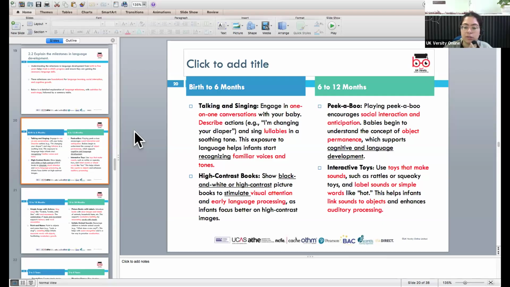So playing peekaboo would encourage social interaction and anticipation. Babies begin to understand the concept of object permanence, which would support their cognitive and language development. Then interactive toys, using toys that make sounds such as rattles or squeaky toys, and labeling sounds or simple words. This can help infants link sounds to objects and enhances auditory processing. That's how peekaboo and interactive toys help children's development.